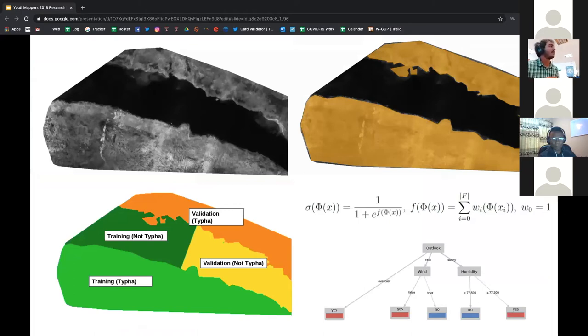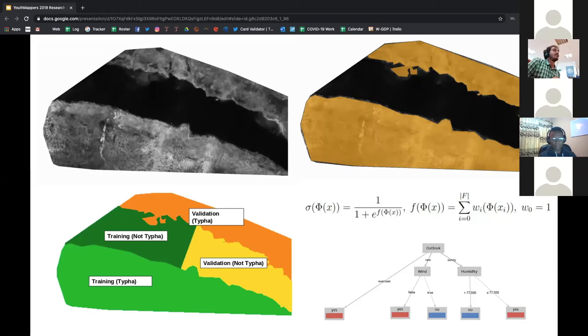For the machine learning part, I will skip a lot of details like the resolution of the imageries and the multispectral bands that we added, but I will explain the procedure a little. So we added this drone imagery of Tifa places, then we mapped, because we are YouthMappers, the polygons in which Tifa is present.